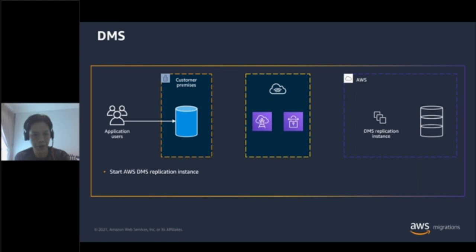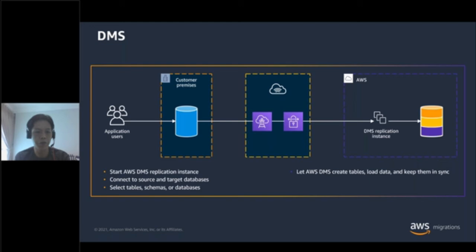So what you can do is deploy what we call a replication instance. In this replication instance, you can connect to your source and also to your target database. With that, you'll be able to select the schemas, the tables, and the databases that you want to migrate. Then DMS will automatically create the tables and the schema for you on your target instance, and you'll be able to load data incrementally from your on-premises into AWS, and it keeps on running. So this helps minimize your downtime when you do the migration itself.